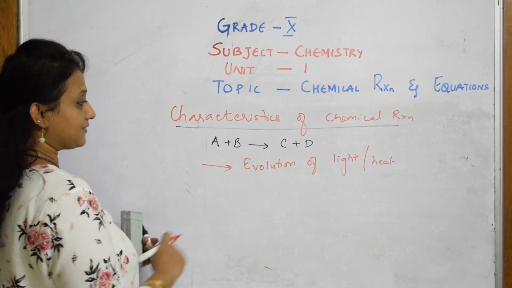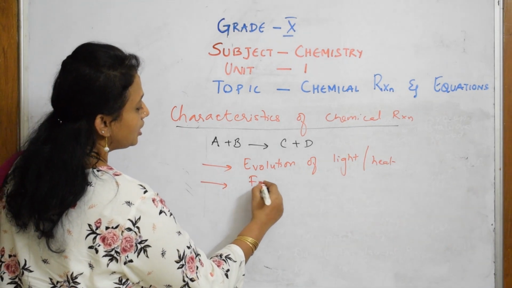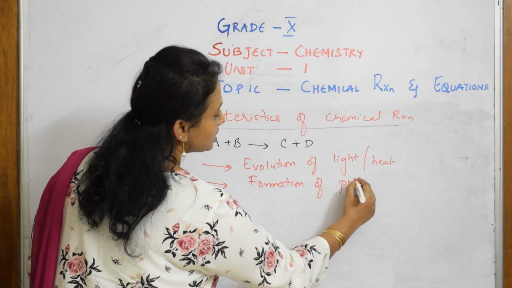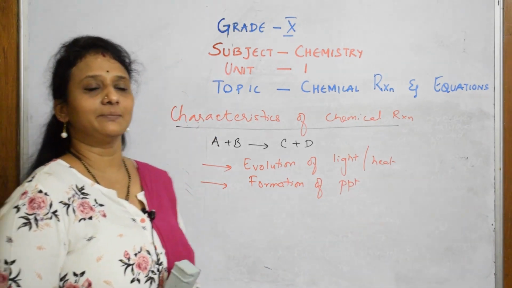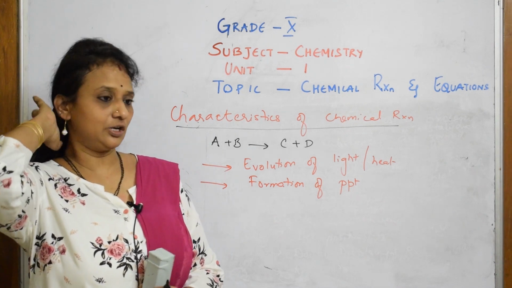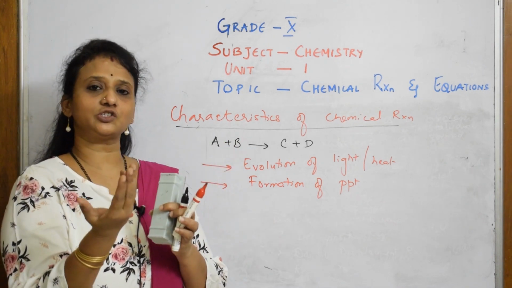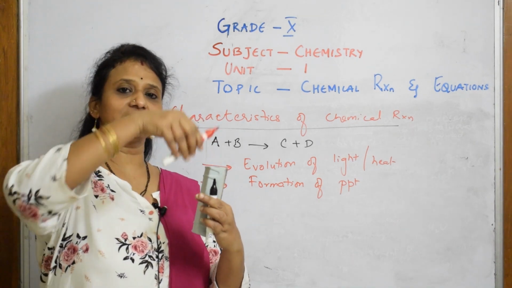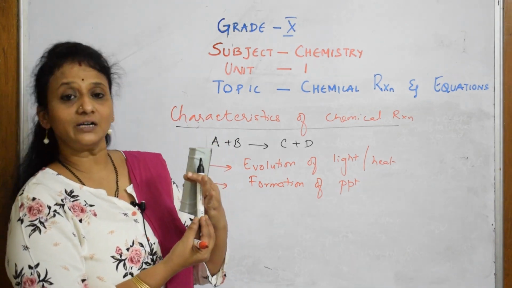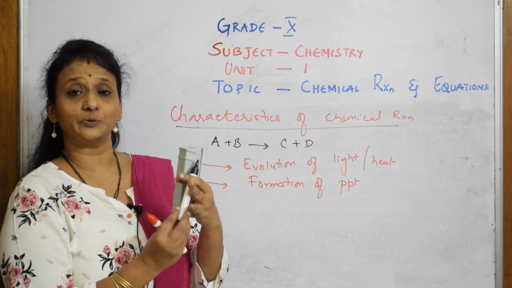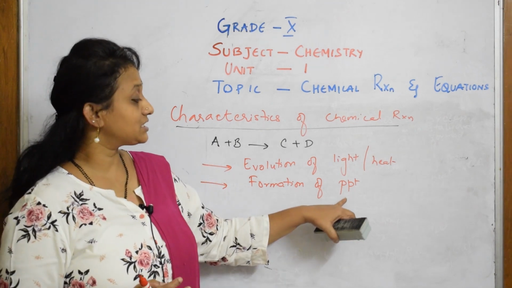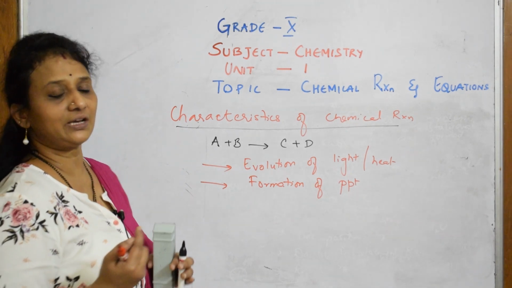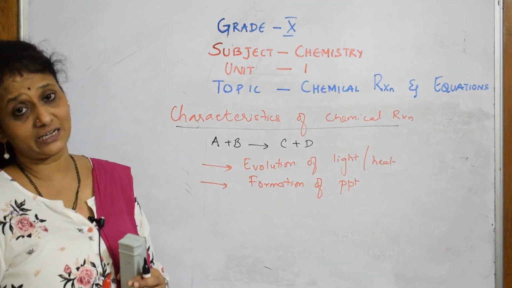Next would be formation of precipitates. So what are precipitates? Simple example. In your lab, when you are adding two substances, one test tube has one substance, one more test tube has another. When you mix them, a thick solid is formed at the base of the test tube, the insoluble product. So precipitate is nothing but an insoluble substance. So there may be reactions where formation of precipitate is observed.